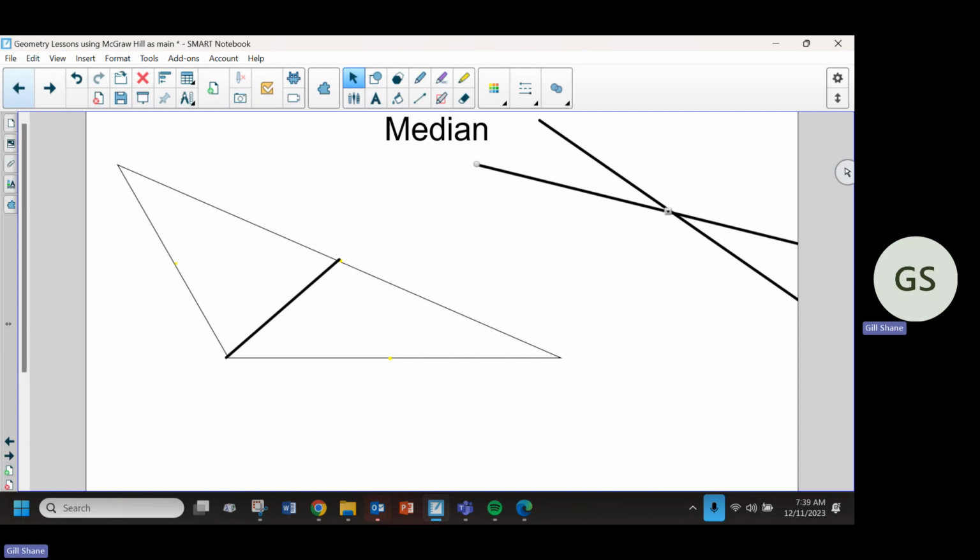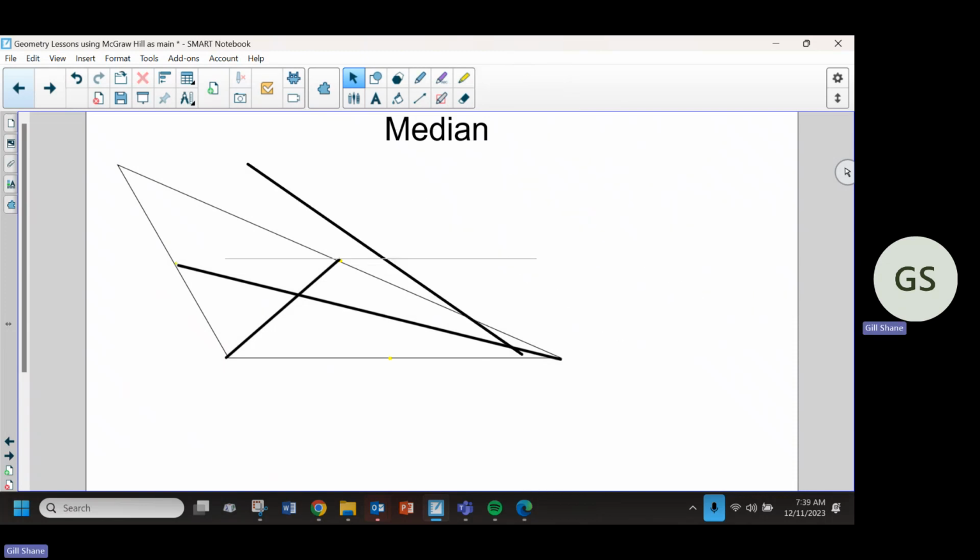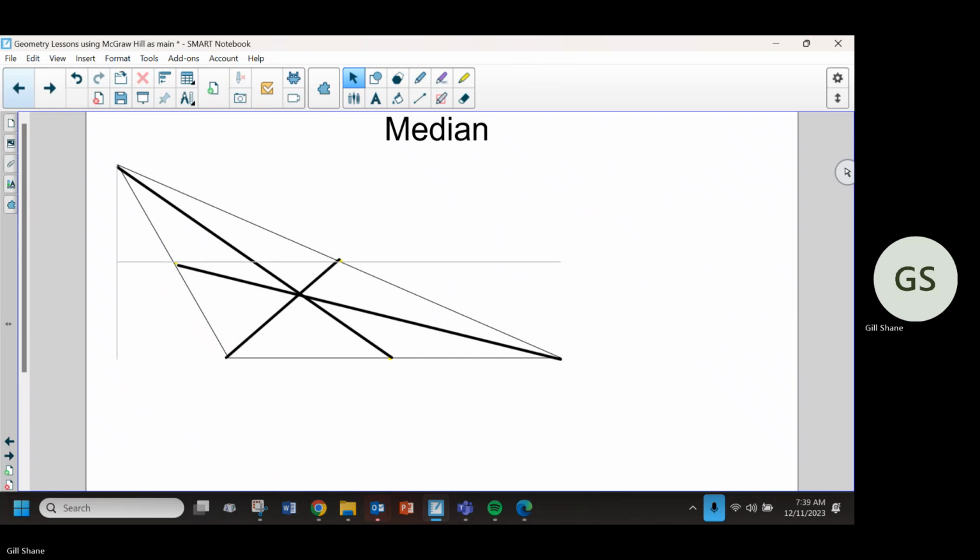If I do that from all three midpoints to all three vertices, vertices is the plural of vertex, they all cross in one spot. And anytime you have lines crossing in one spot, it's called a point of concurrence. But that specific point is called the centroid.